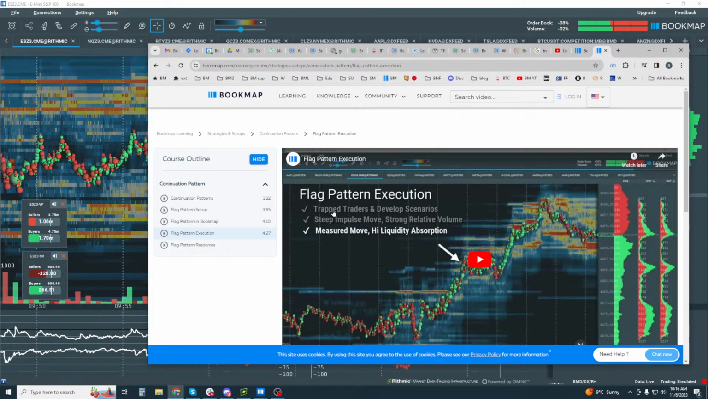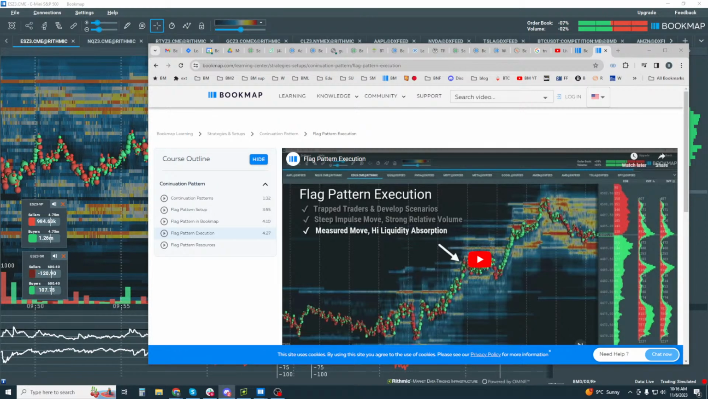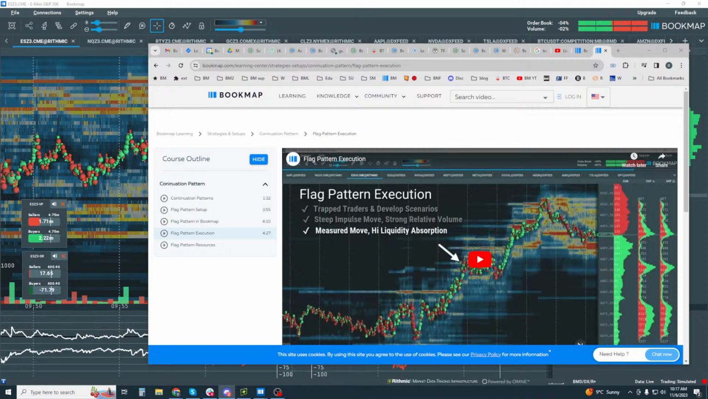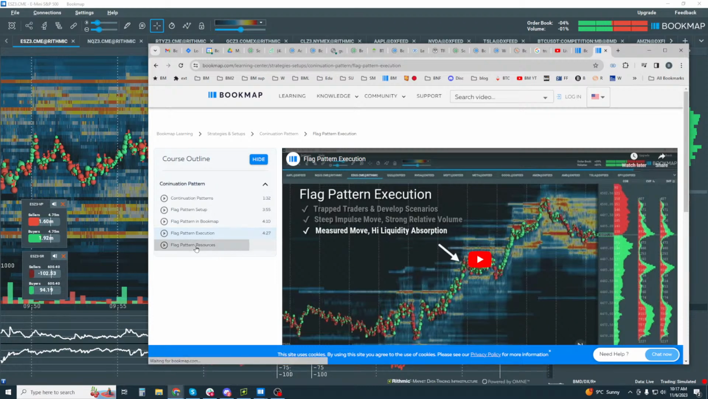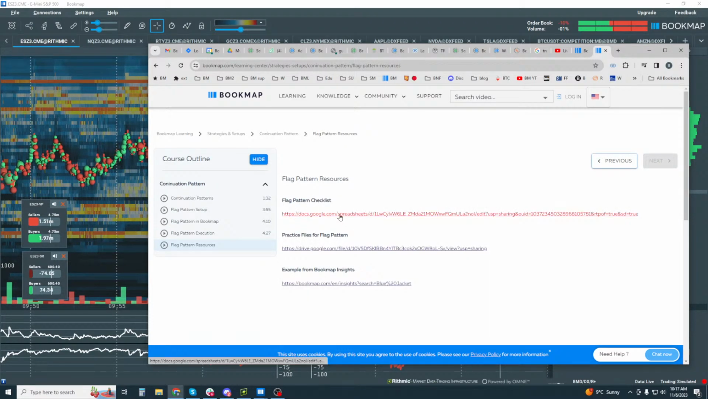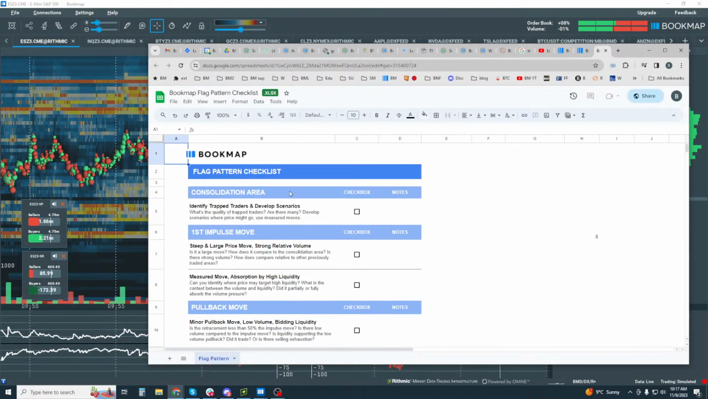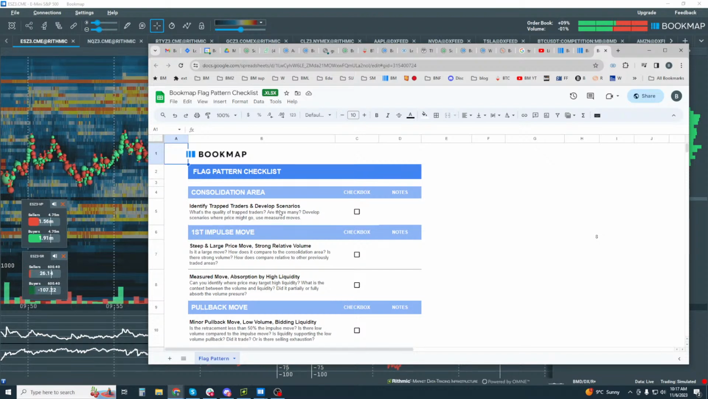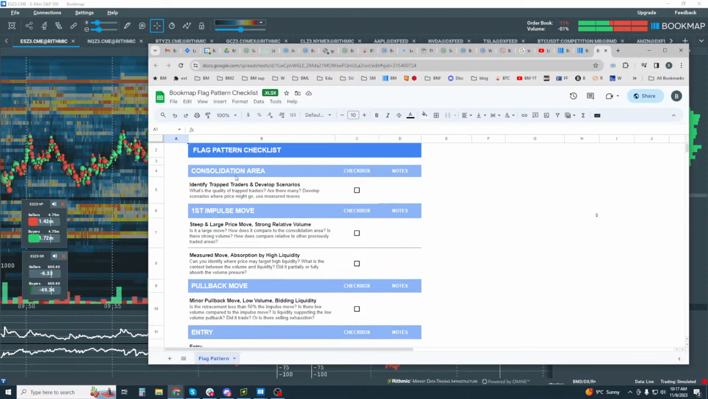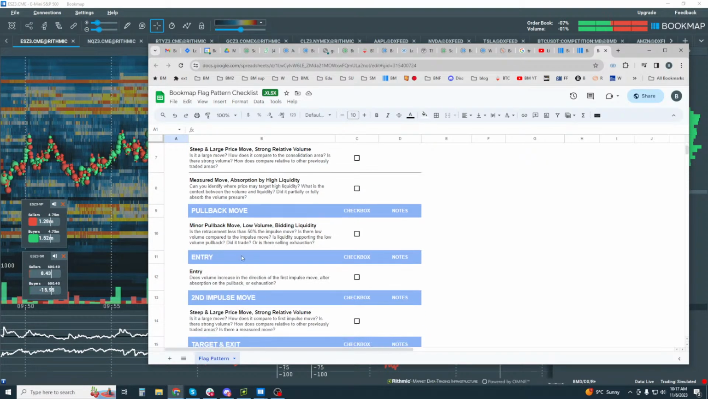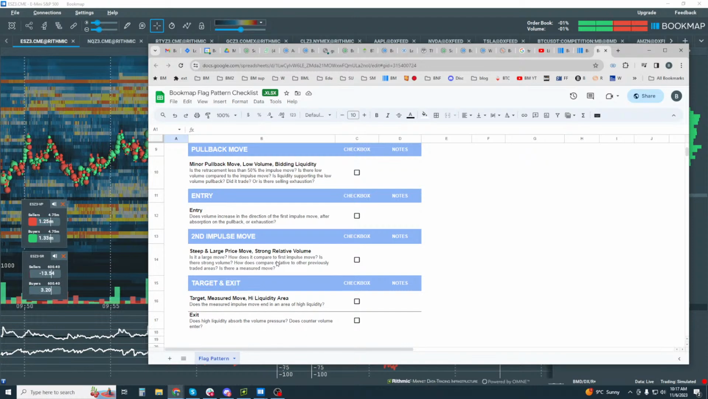And we have this checklist in here. That should be very helpful for you. The checklist should really make the difference in here. In fact, let me show you underneath here, resources. There's a flag pattern checklist here. Click on that, and you have this Excel spreadsheet. In here, you can go through and look for certain things, identifying trap traders and developing scenarios. So we were just developing scenarios in this webinar. And this is the consolidation area, and then the impulse move, the pullback, the entry, second impulse move, and target and exit, what to look for.